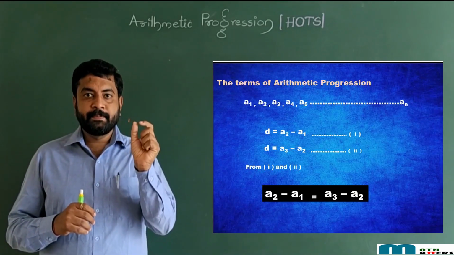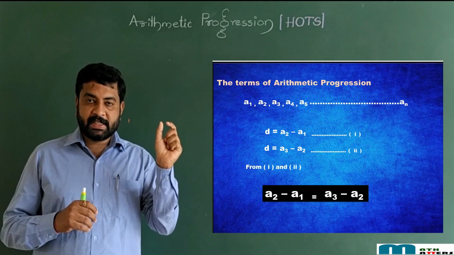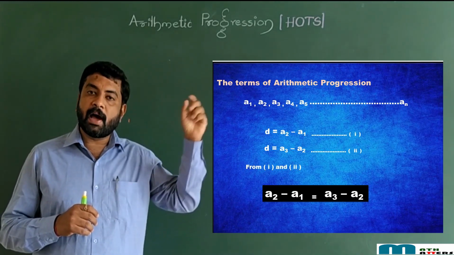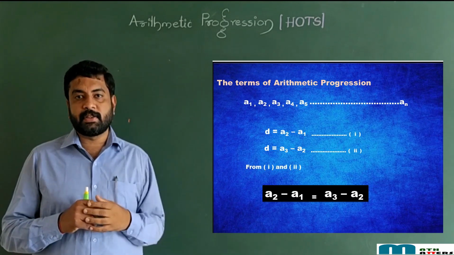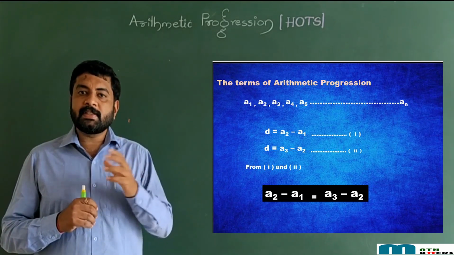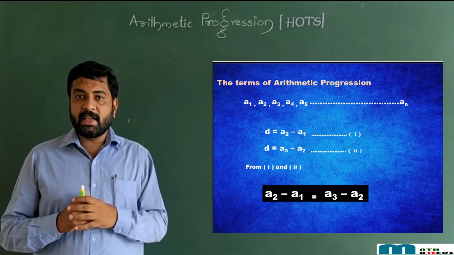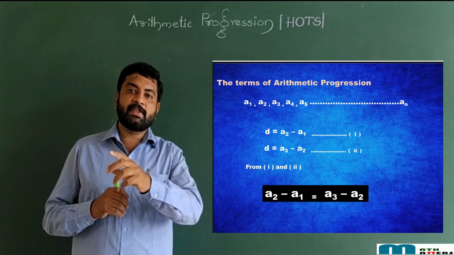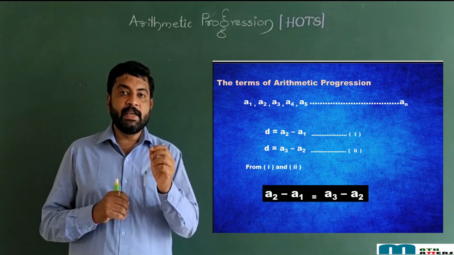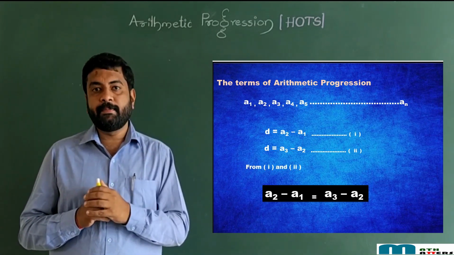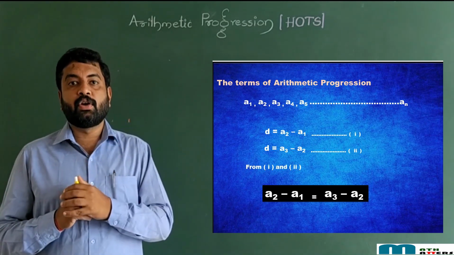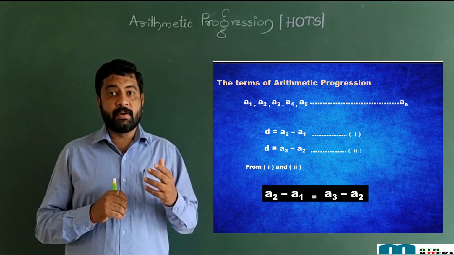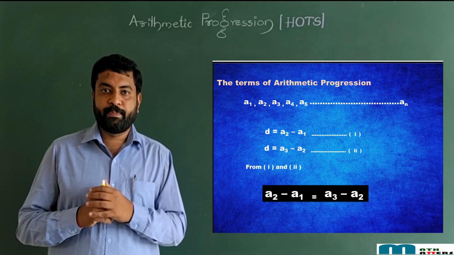If A1 is the first term, A2 is the second term, A3 is the third term, A4 is the fourth term, and so on, An is the last term. This is the AP. In this AP, the common difference is always the same. That is, d is equal to A2 minus A1. You know how to calculate the common difference. d is equal to A2 minus A1, and d is equal to A3 minus A2.